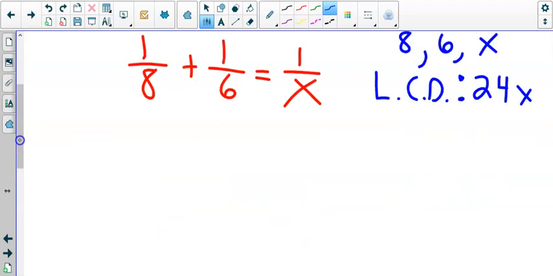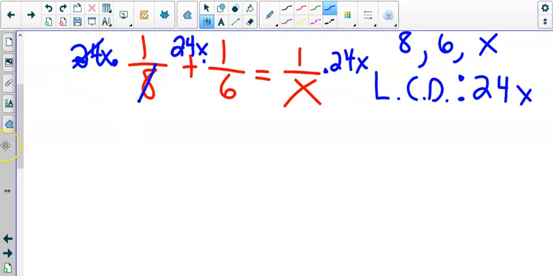So, everybody up here is going to get multiplied by 24X. So what's going to happen between the 24X and the 8? 8 goes away, and the 24 becomes a 3. So what do I have here? 3X. Good. Because 3X times 1 is 3X.